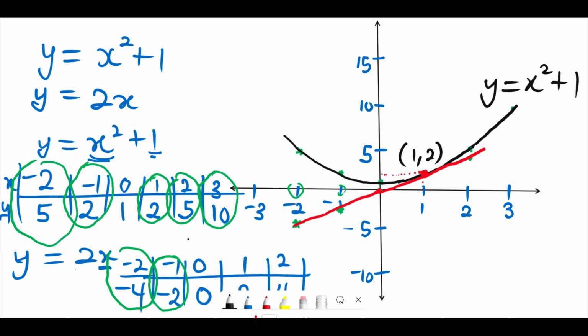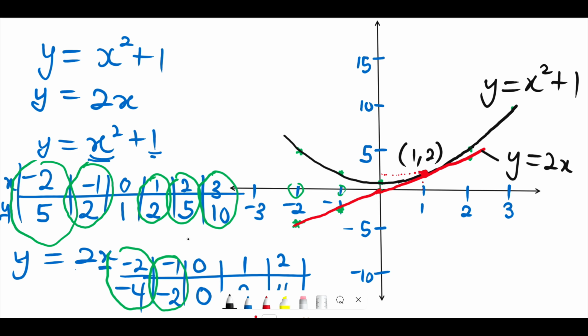So the line that we have drawn is a tangent to the curve y = x squared + 1. This is our y = 2x. You could see that y = 2x touches y = x squared + 1 at the point with coordinate 1 and what? 2. x being 1 and y being what? 2.